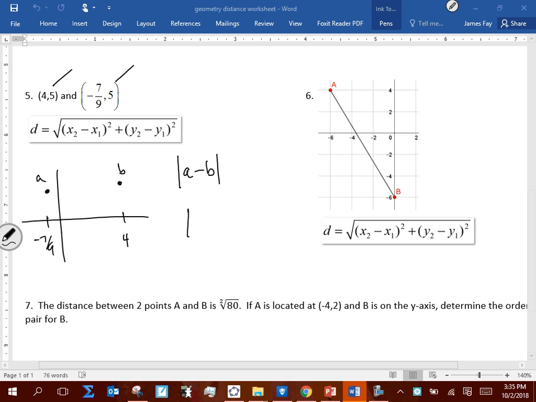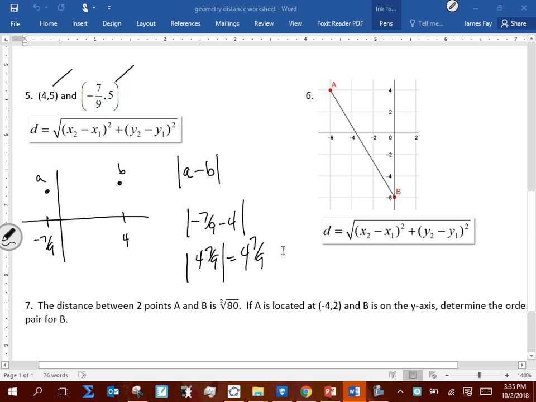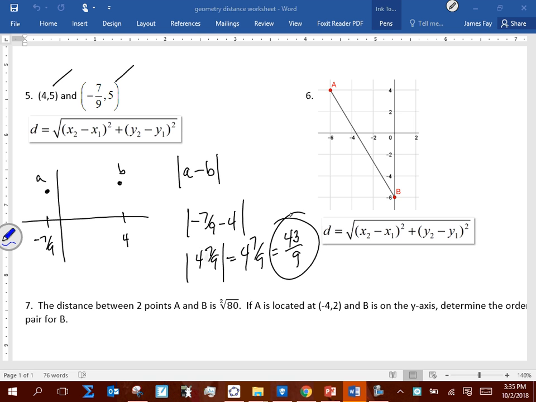So I'm going to take -7/9 minus 4, absolute value of that, gives me 4 and 7/9 as a mixed number. It's not really nice as a mixed number. We like to change that. Multiply the 4 times 9, get 36. Add my 7 gives me 43. And then 43 over 9. That's the best distance for us. If you left us 4 and 7/9 right now, I don't really mind that.